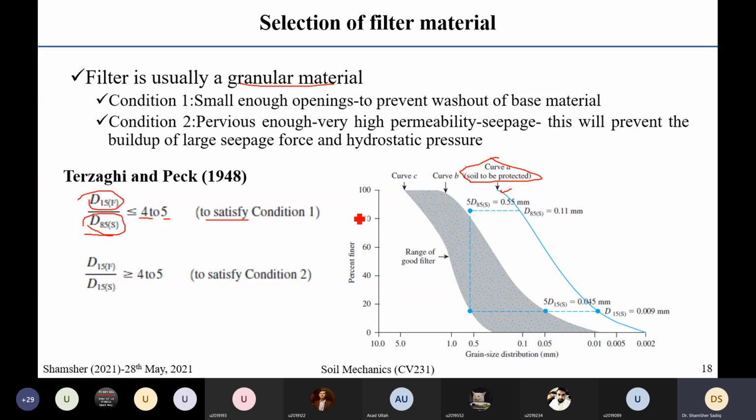So these two curves, for example curve B and curve C, how are they made? So you will develop this curve C, and curve B. How will you develop it? Let me show you. Now this is your condition 1. In condition 1, you multiply this by 5, and you will get this point.